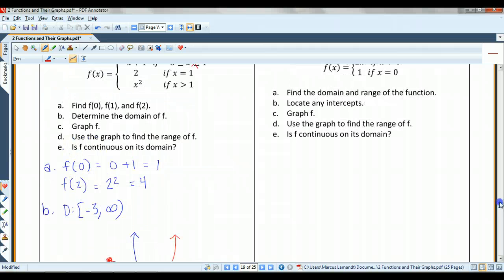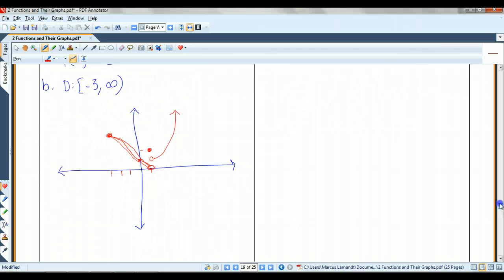Okay, use the graph to find the range of f. The range, it looks like it's defined everywhere from, well, not quite 0, but almost 0, all the way up to infinity. So let me change colors again. This is part D. So I've got 0 to infinity, and I forgot the R. There we go.